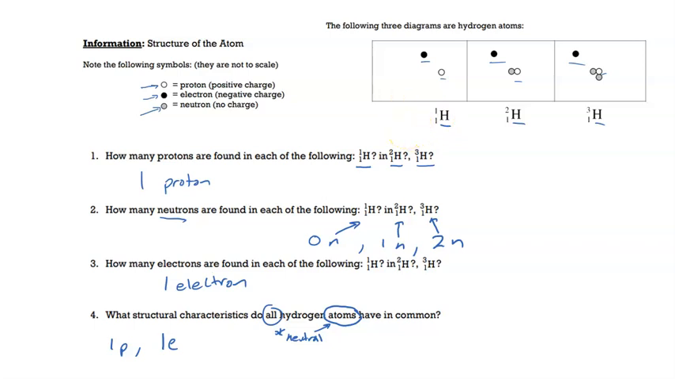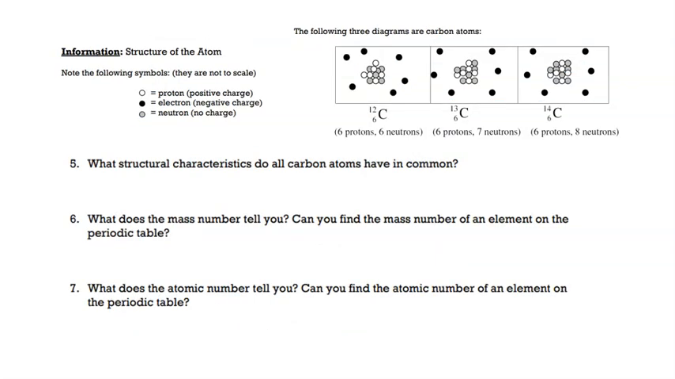Now, let's move on. Let's take a look now up at models of different varieties of carbon atoms. All right, so if we examine the model of carbon, we have different mass numbers. So we have a mass number of 12, a mass number of 13, and a mass number of 14, right?